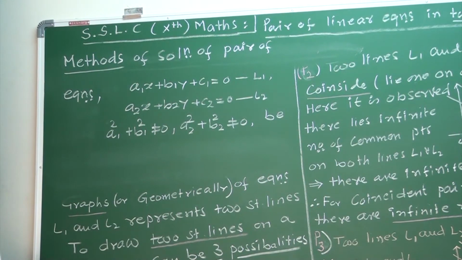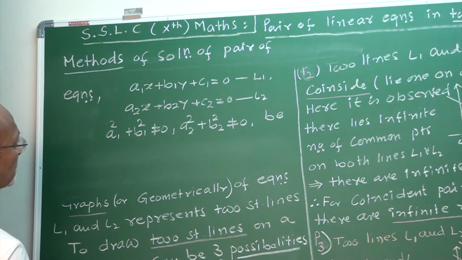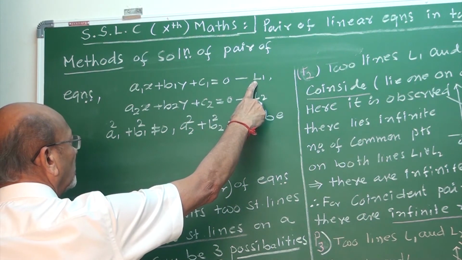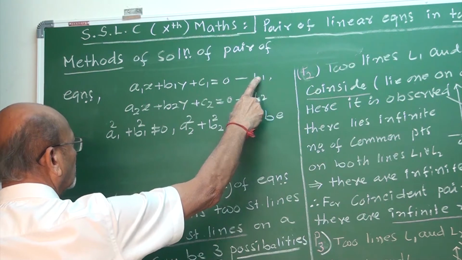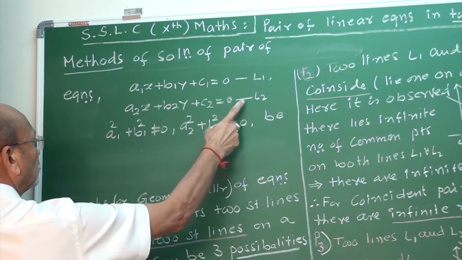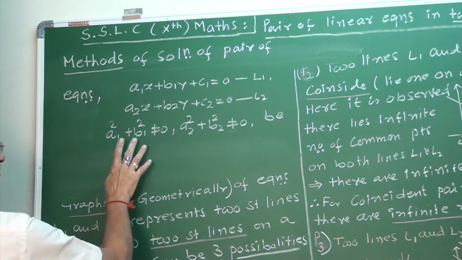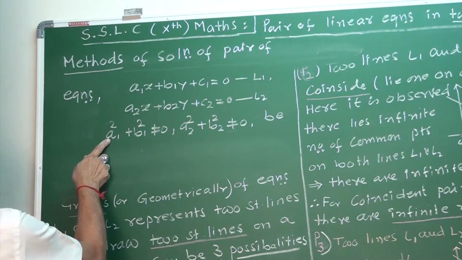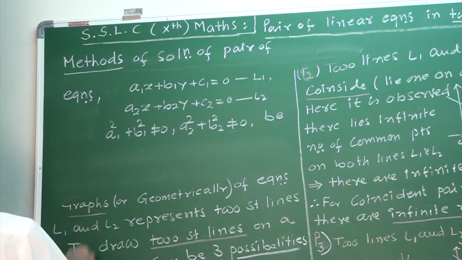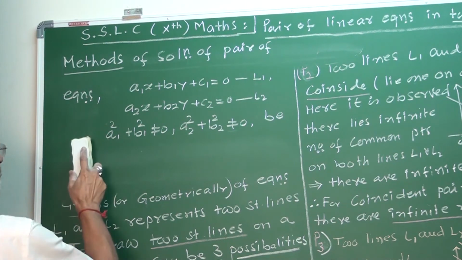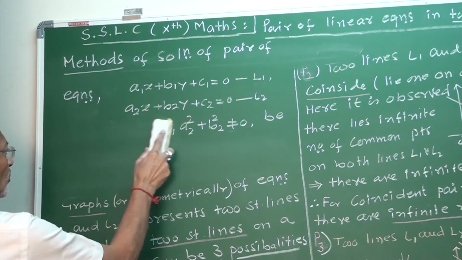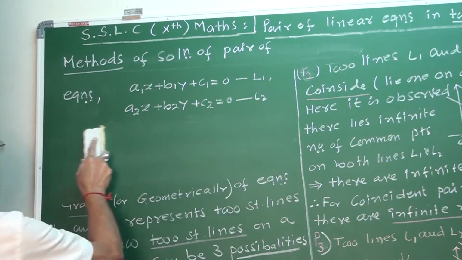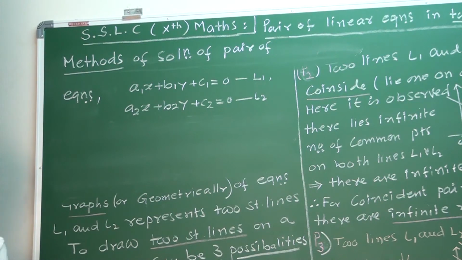Yes, my friend. a1x plus b1y plus c1 equal to 0, which we call L1. L is a line, 1 means line 1. a2x plus b2y plus c2 equal to 0, that is L2. Everything is understood, my friends, hence I am not going to mention a1 not equal to 0, b1 not equal to 0, a1 square plus b1 square not equal to 0. This is about the methods.